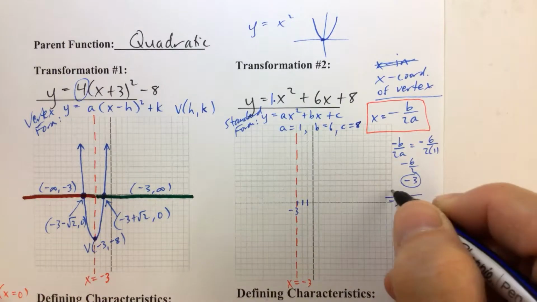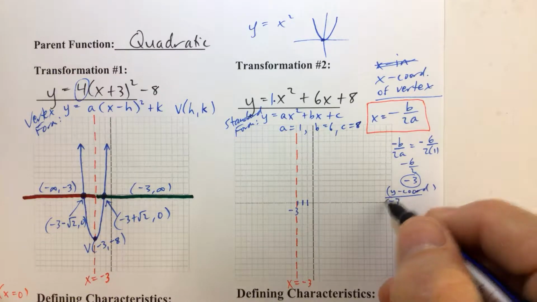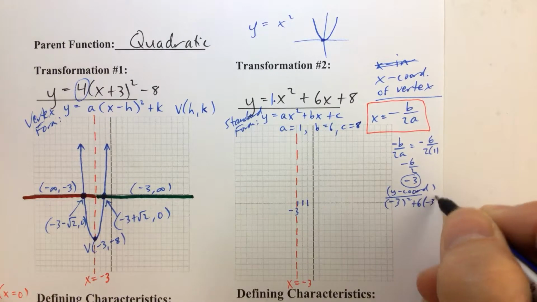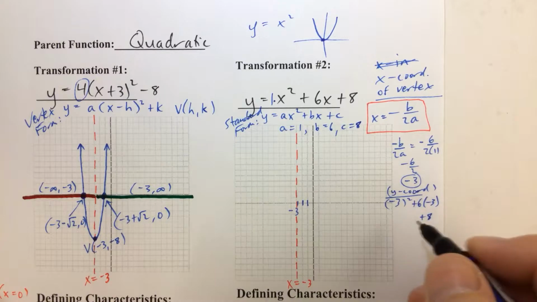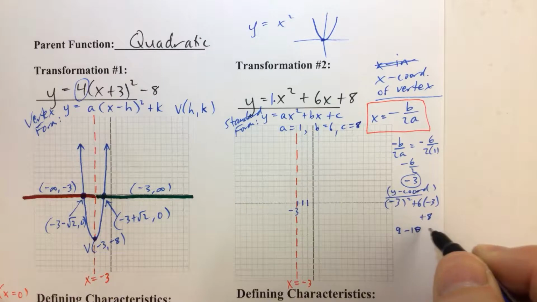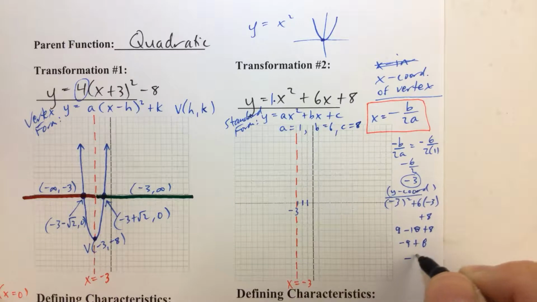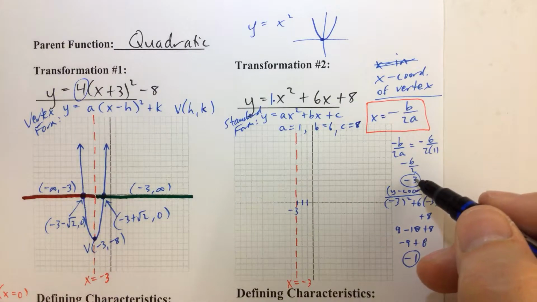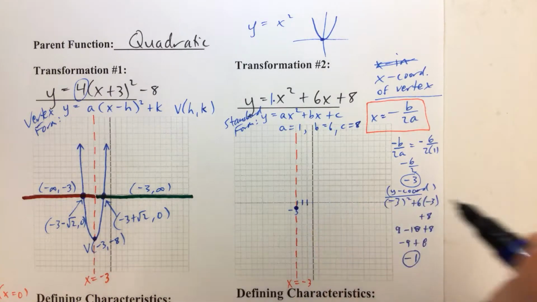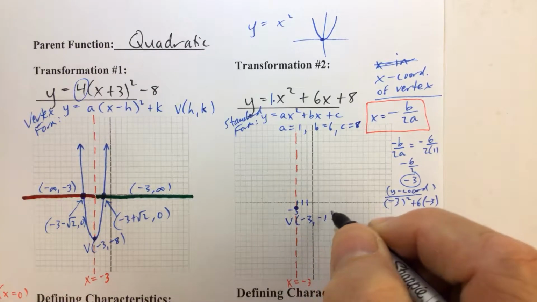So the y-coordinate of the vertex would be negative 3 squared, replacing x with negative 3, plus 6 times negative 3, plus 8. So hopefully we can read this. 9 minus 18 plus 8. 9 minus 18 is negative 9. Negative 9 plus 8 is negative 1. So we have our x-coordinate of our vertex is negative 3. Our y-coordinate of our vertex is negative 1. And we have a dot right there. And we label it vertex, negative 3, negative 1.